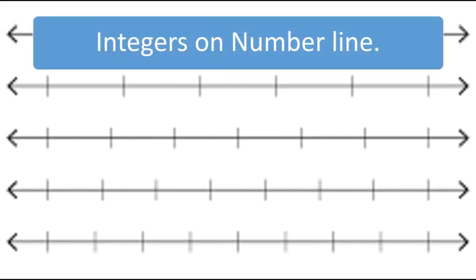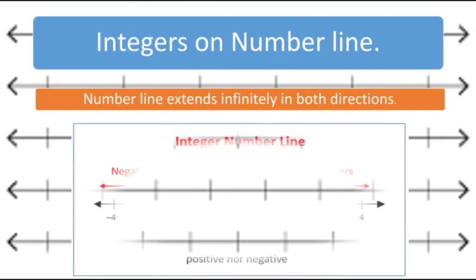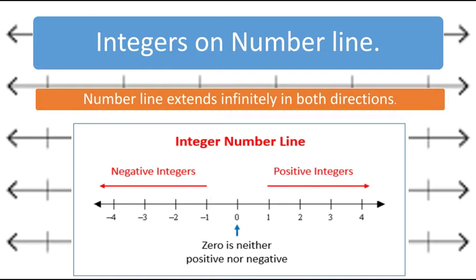Next we will see how we can write integers on a number line. Now a number line is a line that extends infinitely in both directions to the limitless. Here you can see in the picture 0 will be written in the center of the number line, whereas positive numbers will be written on the right side of the number line and negative numbers will be written on the left side of the number line.